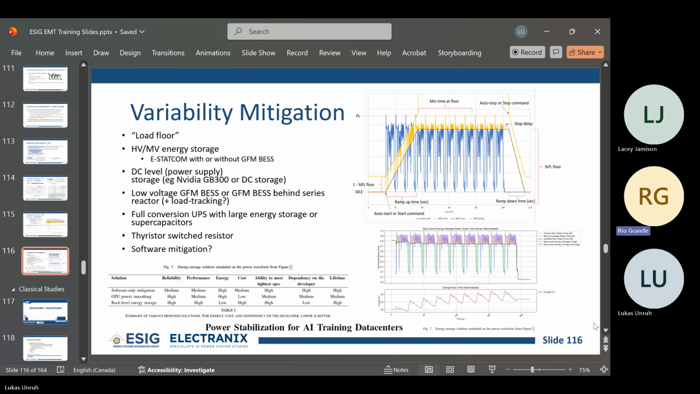So for the example of large load, the VRT, or the voltage ride through, we consider time. For example, for X seconds, and then stay online. If it's more than that, come offline.